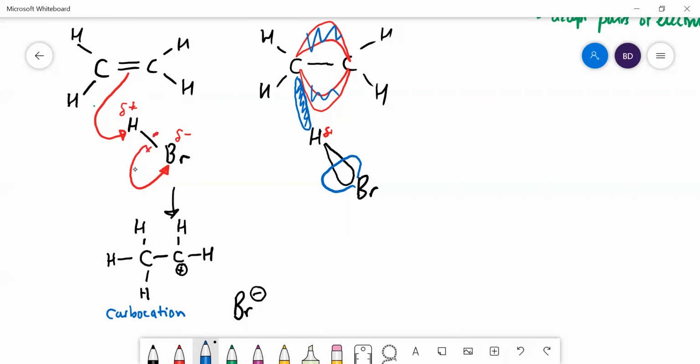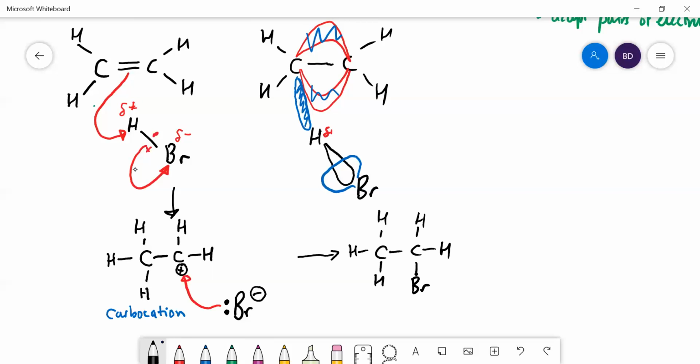And what happens is, you have a lone pair. You've got 4 lone pairs on that bromine, haven't you? But we'll only draw one of them. That's negatively charged, so it's going to be attracted towards the positive carbon. So that pair of electrons goes onto the carbon there and forms a bond. And so the product is going to be bromoethane.